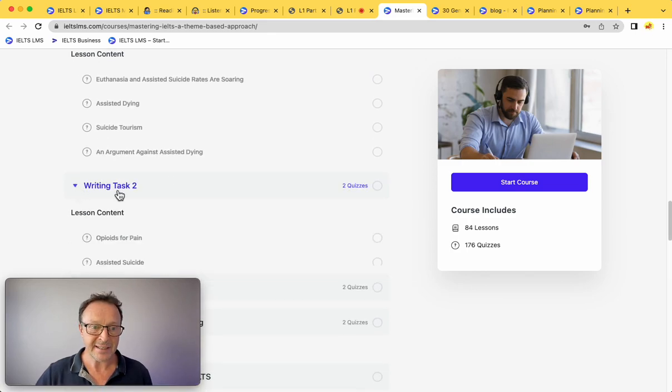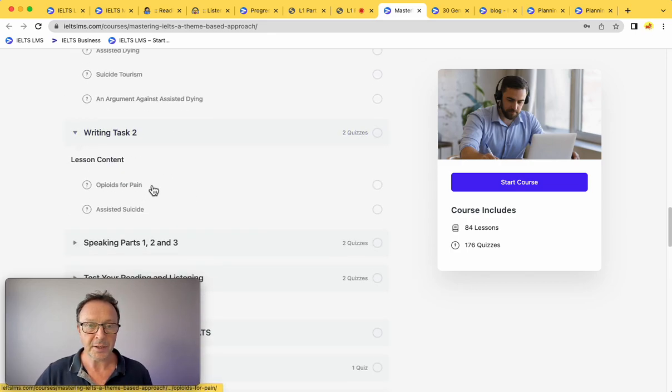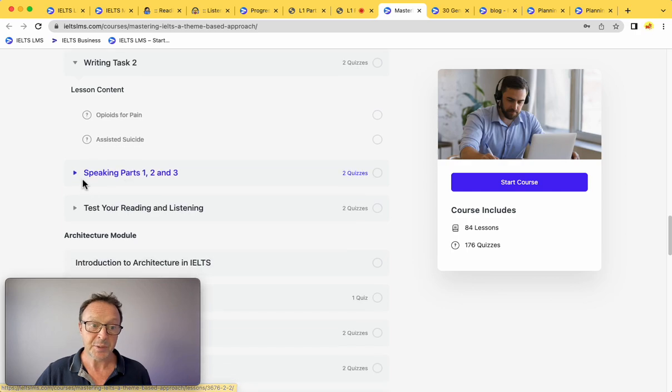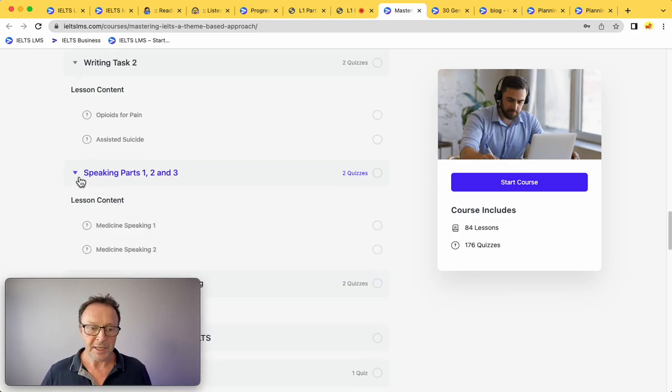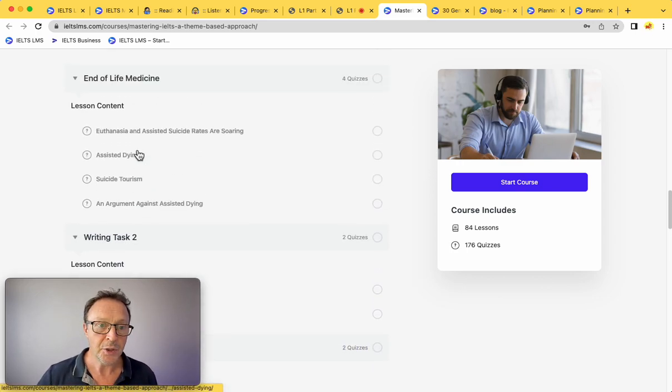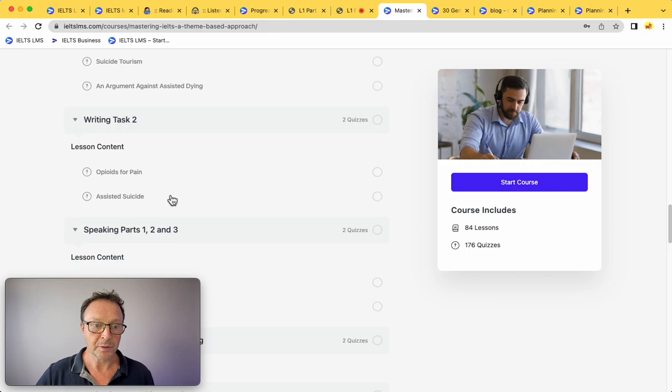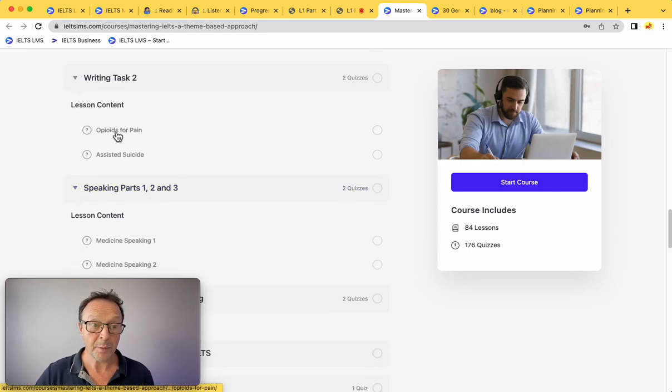And then we have writing tasks. So the writing tasks are associated with the readings and the listenings. And the speaking, like you've just seen, the speaking is also part 1, part 2, part 3, integrated with this whole topic. So that's what we mean by a theme-based approach. So you could set these for homework, and then you could come in and you could do opioids for pain writing. You could do some brainstorming and outlining in class, and then look at the first speaking test, parts 1, part 2, part 3, and do that.